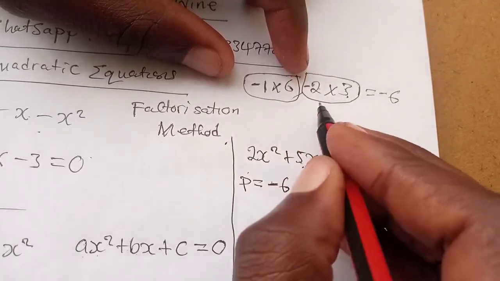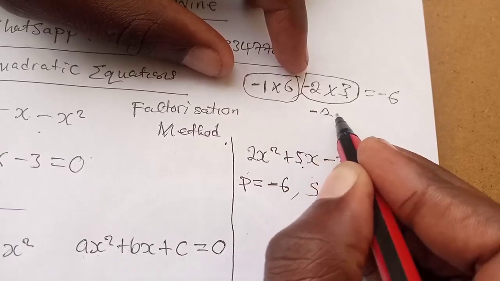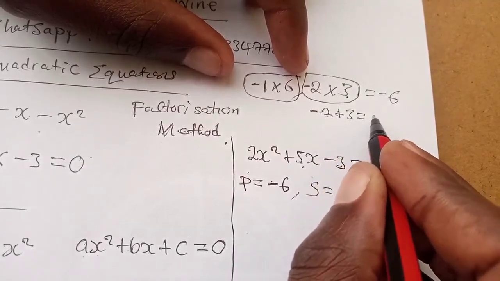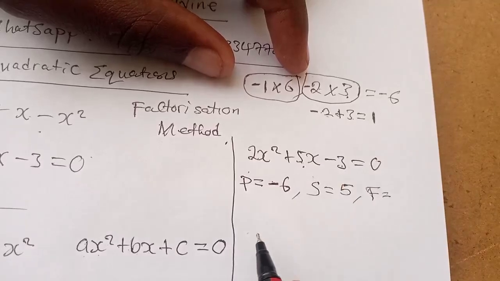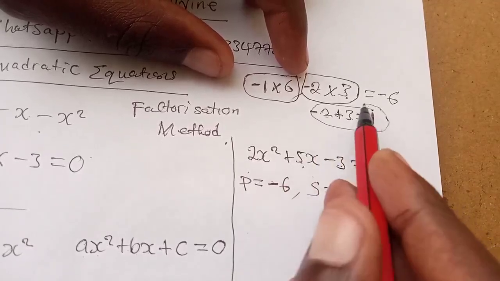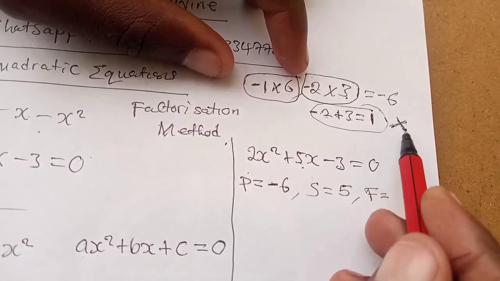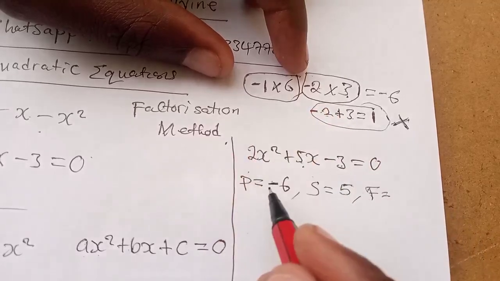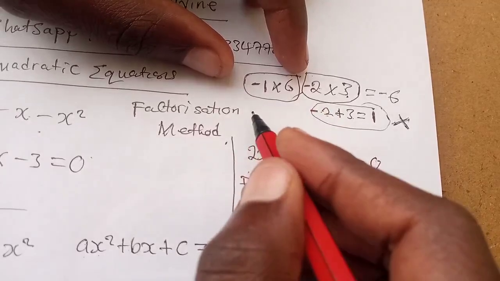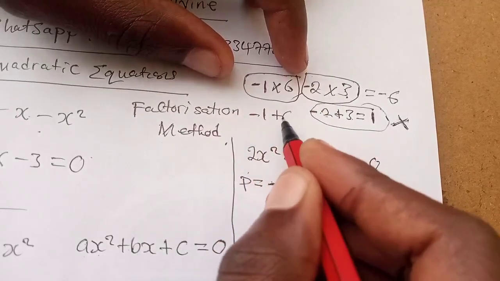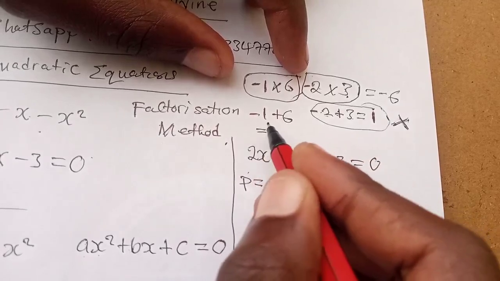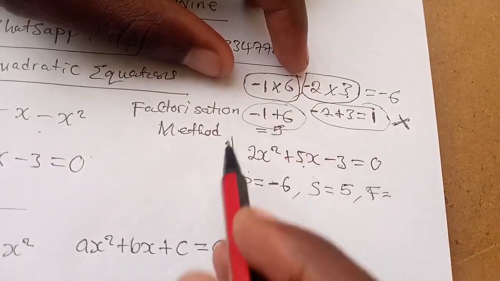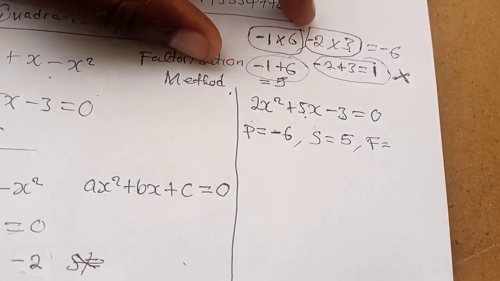No. Let's try: negative 2 plus 3 is going to give you positive 1. Meaning these factors can't work on this one. So let's go to this one. Negative 1 times 6 is negative 6. Let's add them: negative 1 plus 6, is it giving us 5? Yes, the answer is 5. So these factors qualify.